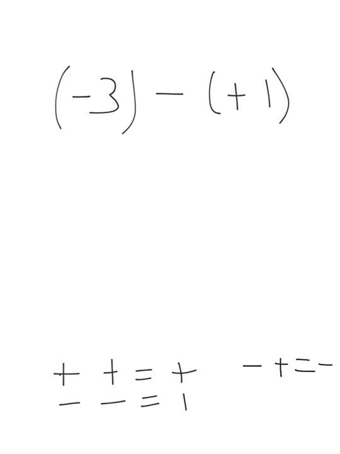I'm going to visually show you again with the chips. So we start with 3 negatives, 1, 2, 3. We're taking away one positive. We don't have a positive there, so we're going to make a 0 pair. Now we can take away that positive, erasing that, and we end up with negative 4. Equals negative 4.